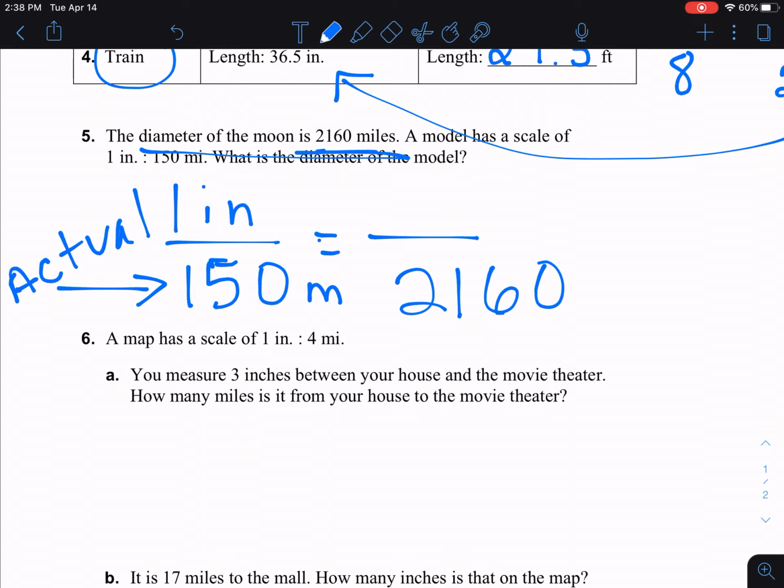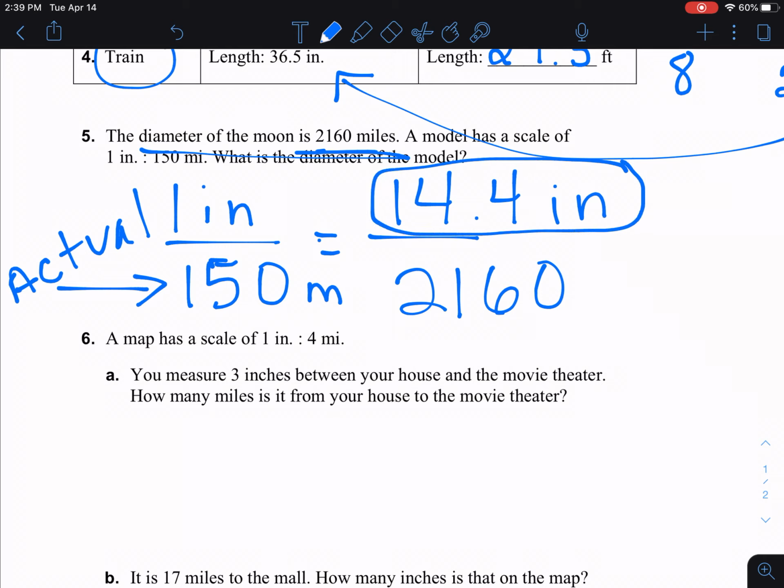I would be doing 2160 divided by, sorry, my calculator is not working. 2160 divided by 150, right? Because normally I would be multiplying it times 1, which would give it itself, and then I'm dividing it by 150, and what that's giving me is, my bad, 14.4. So this would be 14.4 inches. So what that's telling me is that the diameter of the model is 14.4 inches.